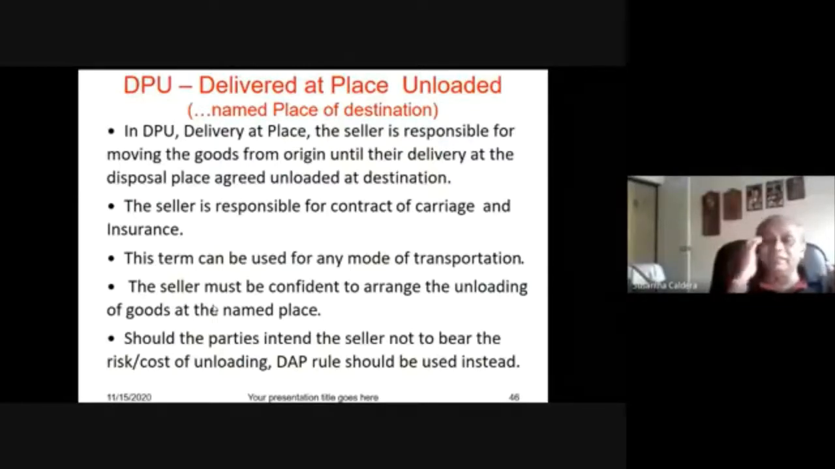That is the importance of this. Should the parties intend the seller not to bear the risk or cost of unloading, then we can't use DPU. Instead of that, we have to use DAP, delivered at place. Then the unloading part is done from the buyer's side.